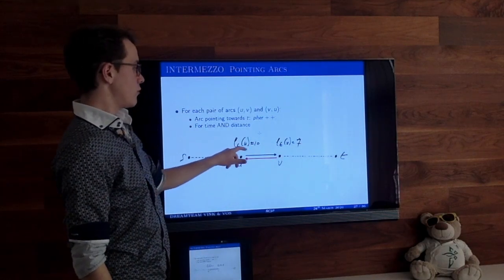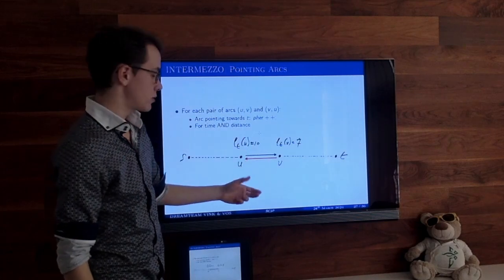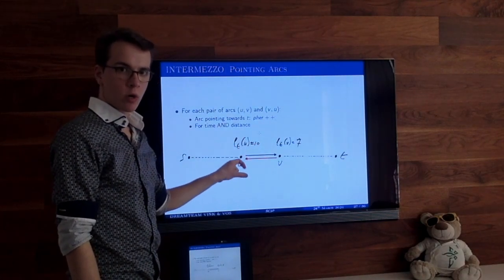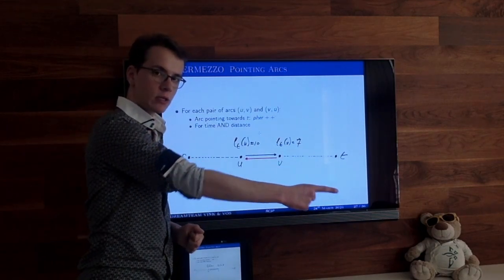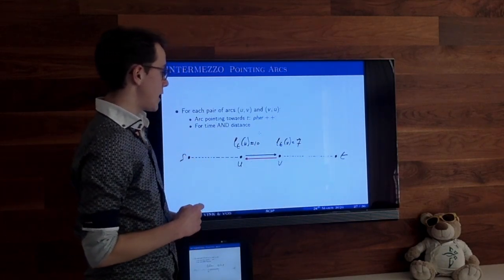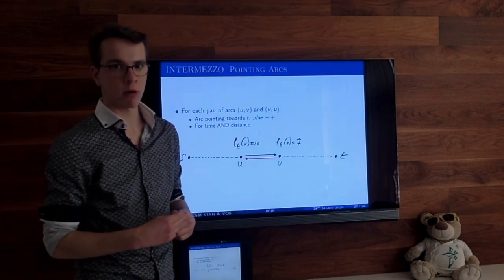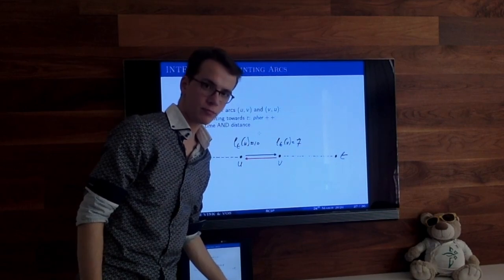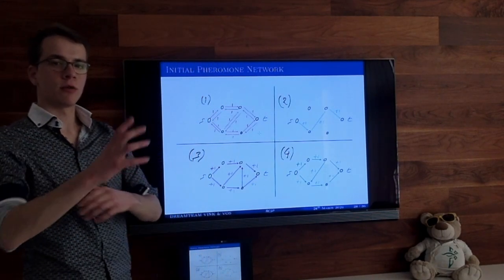And we can do this for both the time and the distance. So for this pair of arcs, one of them will be the distance pointing path towards T, and the other will be the time pointing path towards T. And usually they are actually the same. So let's go back to our picture.